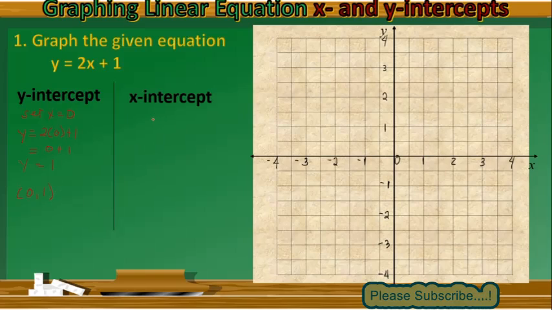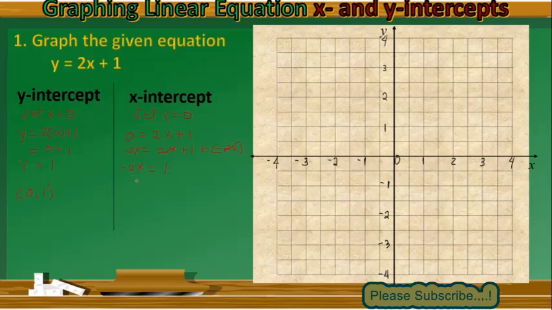Then to find the x-intercept, we will set y to 0. Using the equation, y becomes 0, so 0 equals 2x plus 1. To apply the addition property of equality, we write 2x plus 1 plus the opposite of positive 2x, which is negative 2x, on both sides. By simplification, this becomes negative 2x equals, this cancels out, and the remaining is 1.